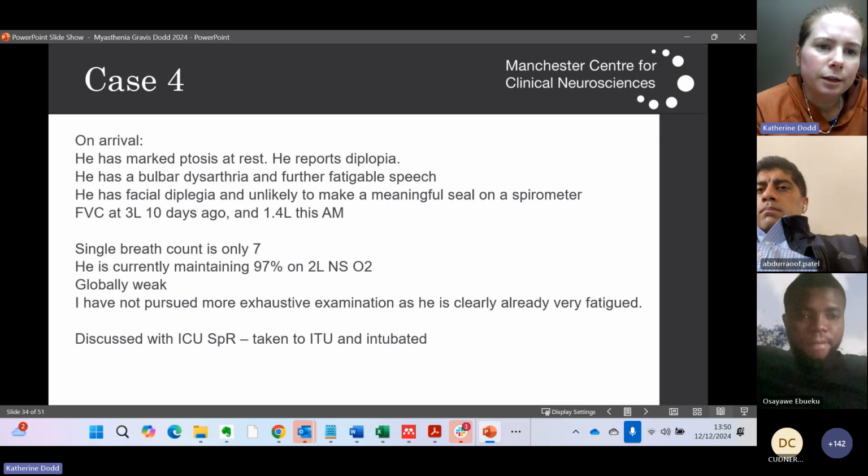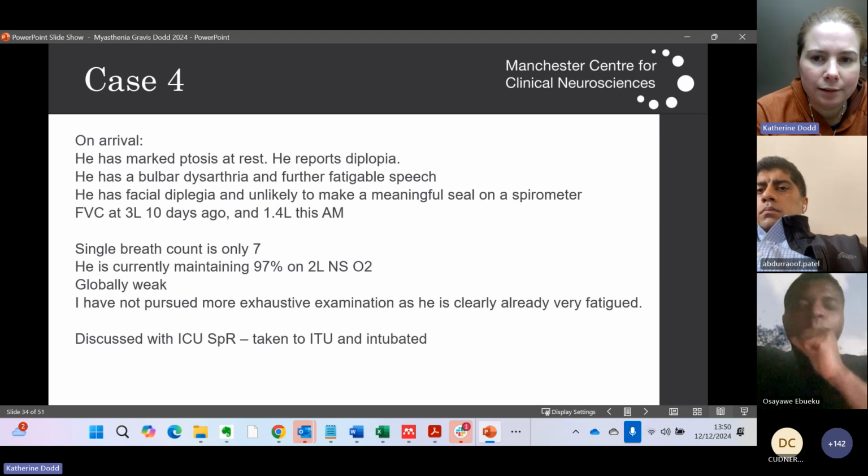And when he arrived, he had marked ptosis, double vision, bulbar dysarthria, fatigable speech, facial weakness, couldn't really seal on the spirometer.